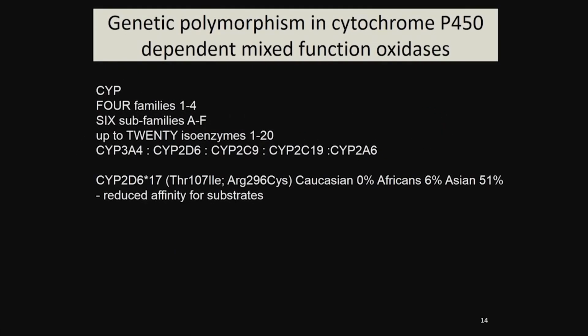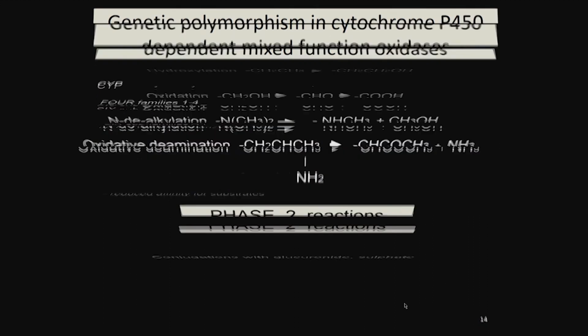So that is a problem. You have different amounts of some of these cytochromes. So you may see different biotransformations between Caucasians and Asians. You may see very dramatic differences actually.